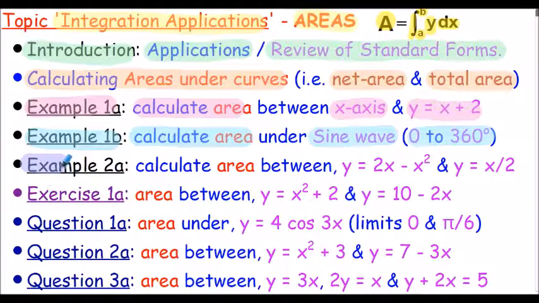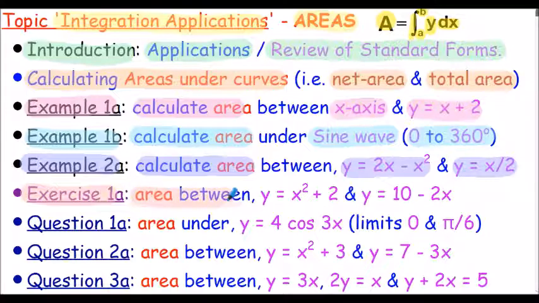Example 2a. We calculate the area between y is equal to 2x minus x squared and y is equal to x divided by 2. We need to sketch here the quadratic equation and the linear line, as where the intercept will form the limits of the integral. Exercise 1a, calculate the area between y is equal to x squared plus 2, that's a quadratic equation, and y is equal to 10 minus 2x, that's a linear line. Again, once we've sketched the equations, we'll find their intercept and find the limits over which to integrate.